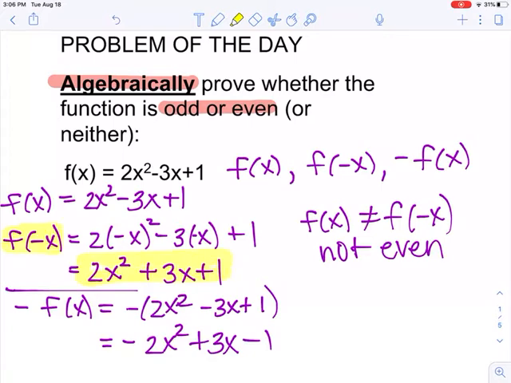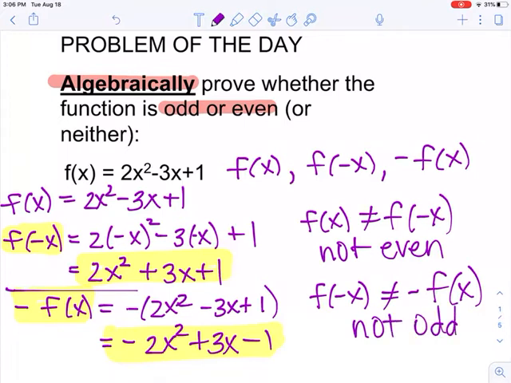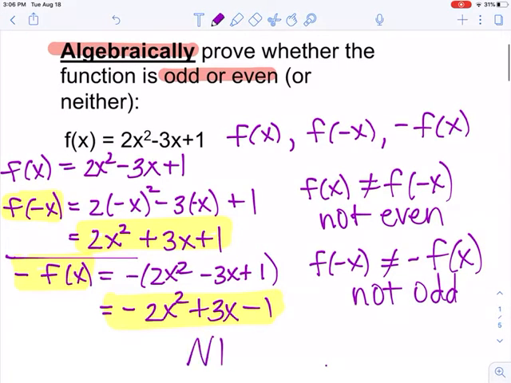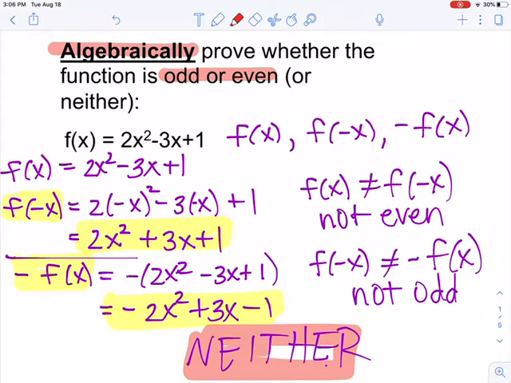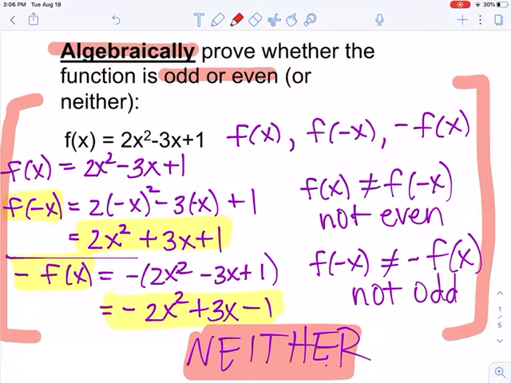Now for odd, we need to compare f of negative x with negative f of x. How do these two compare? F of negative x is not the same as negative f of x, which means that this function is not odd either. So our answer is neither. This is not odd, this is not even. Now our answer is neither, but that's not all I'm looking for. I want to see all of this algebra in order for you to determine that that is neither.